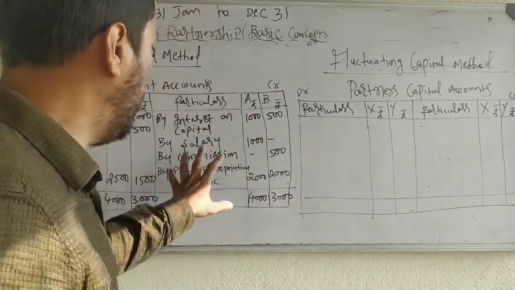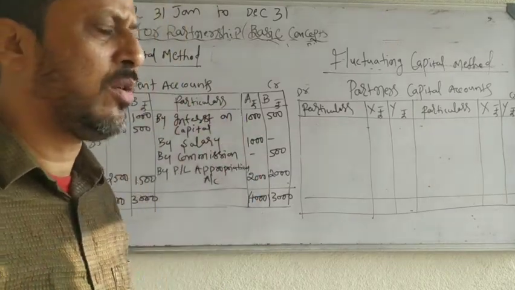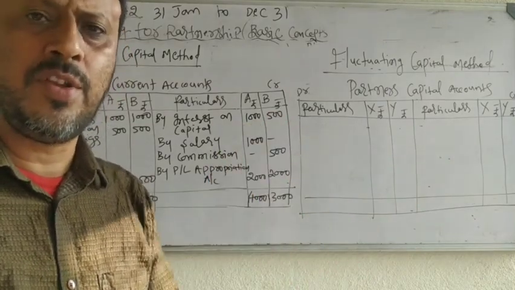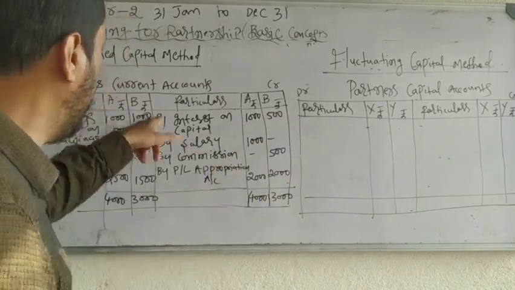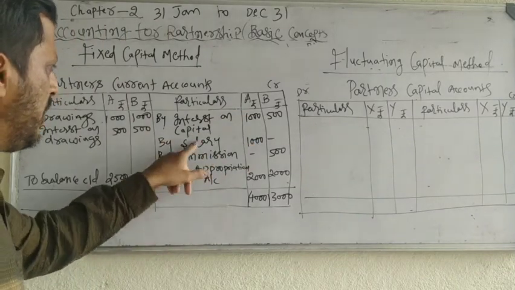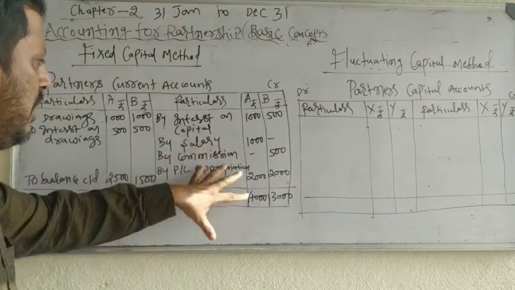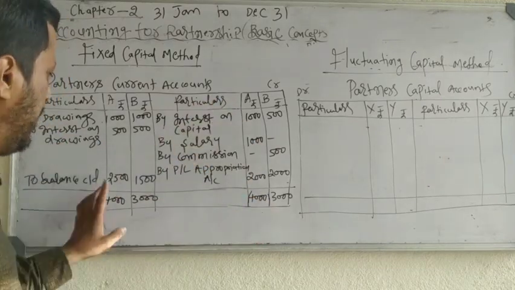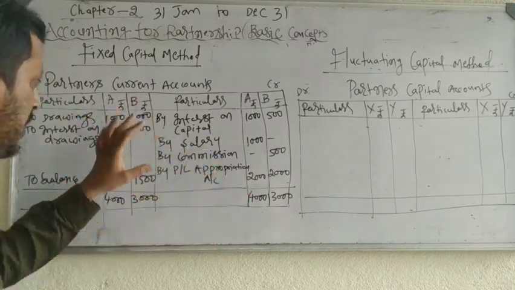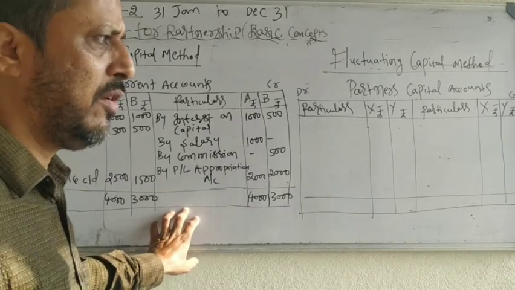I am doing this topic because of the practical question. You will get a practical question: prepare two partners' current accounts with imaginary figures under the fixed capital method. These are the imaginary figures: interest on capital, salary, commission, appropriation, drawings, interest on drawings. And these are the imaginary amounts you have to write, and you have to balance the account. That is, you have to make the total and you have to write the balance carried down. For completing this, you will get 5 marks.